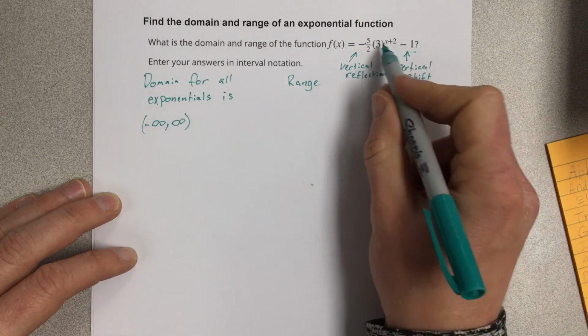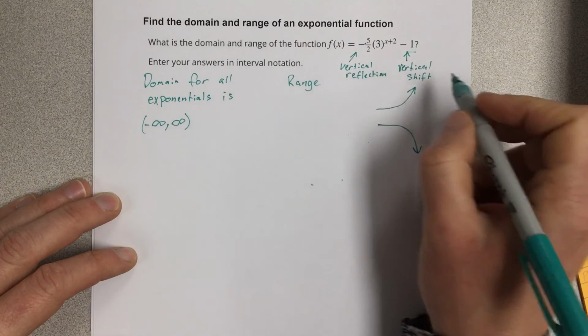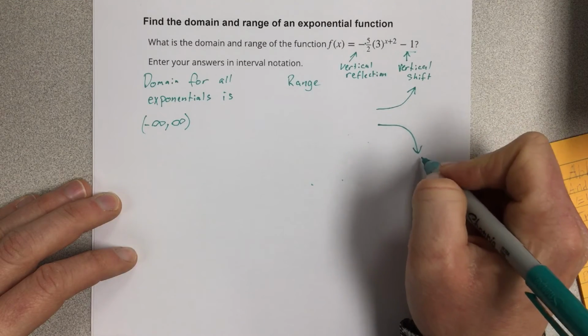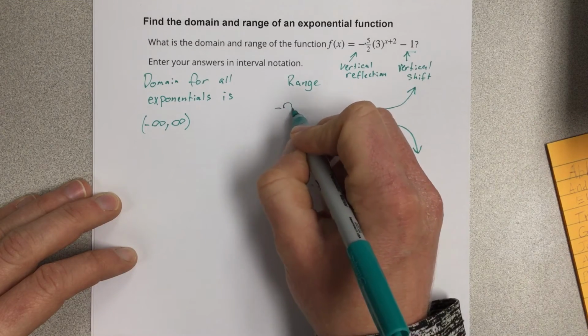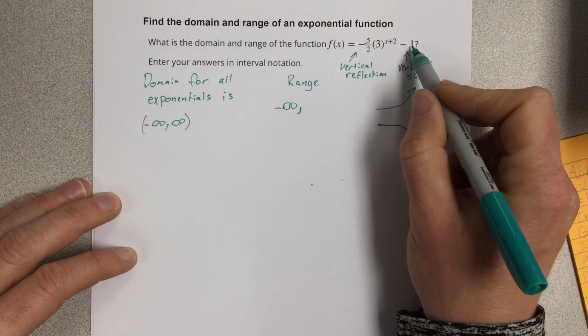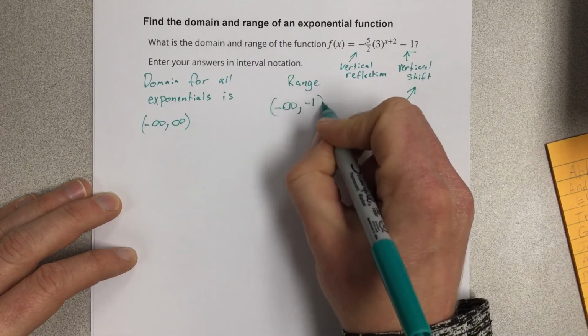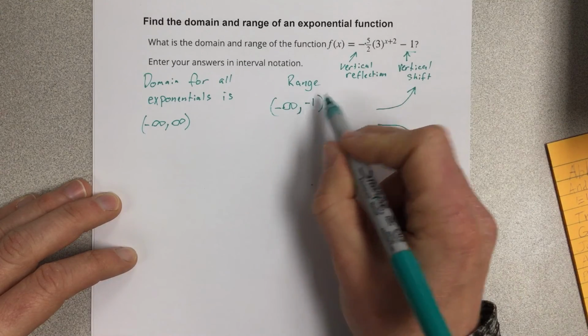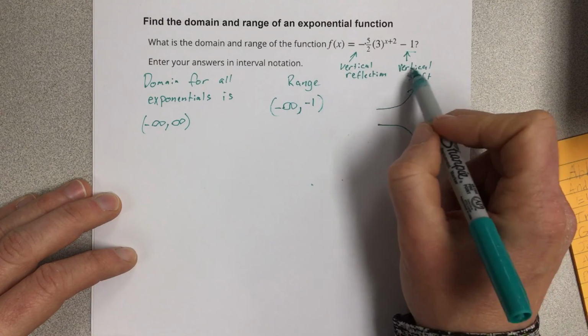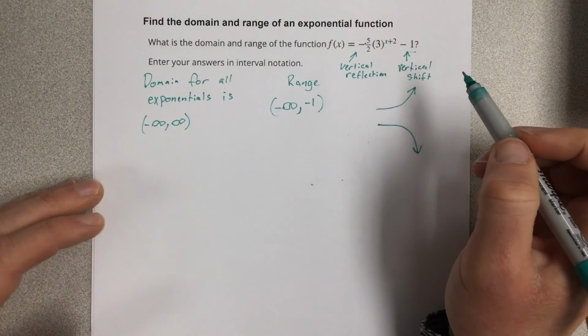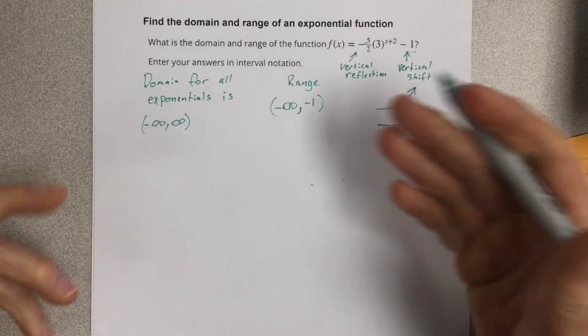So I need to write this as the smallest number being negative infinity for the range, and the largest number, now my horizontal asymptote, is going to be this -1. And so the range goes from negative infinity to -1, because I have a vertical reflection and that vertical shift down 1, which changes my range of 0 to infinity, like so.